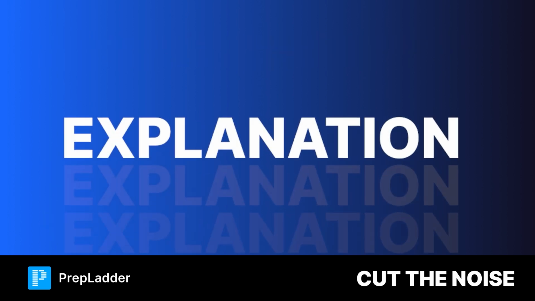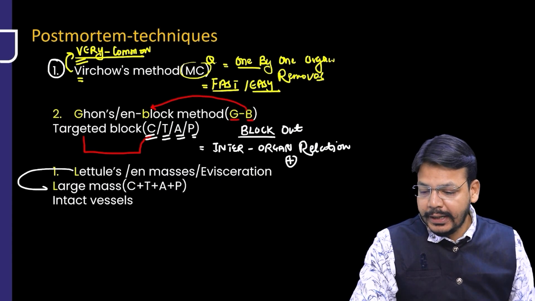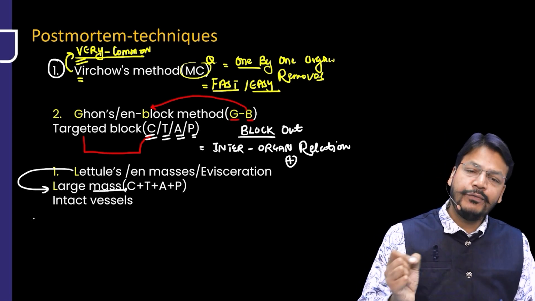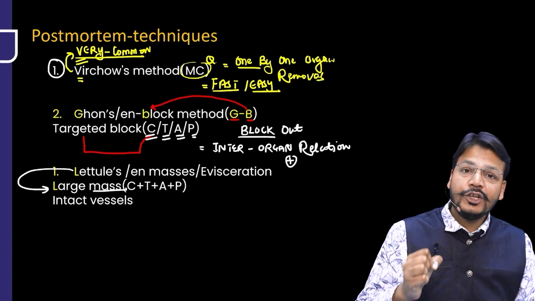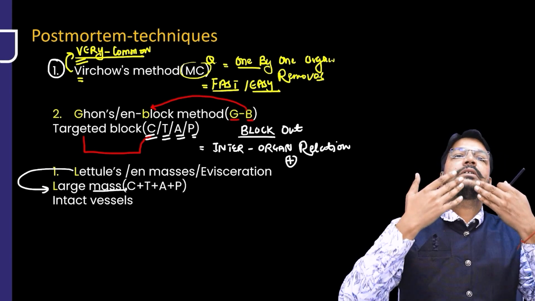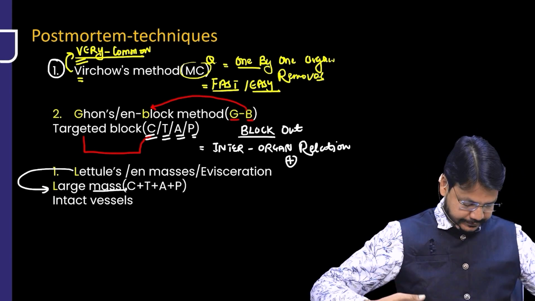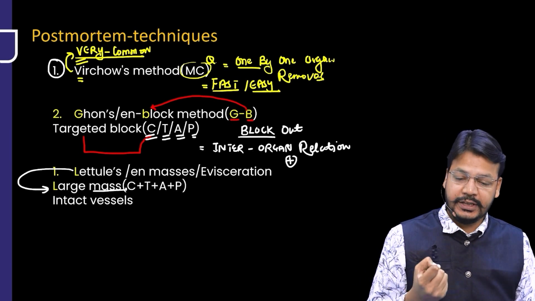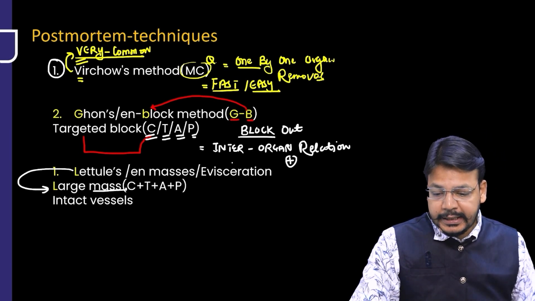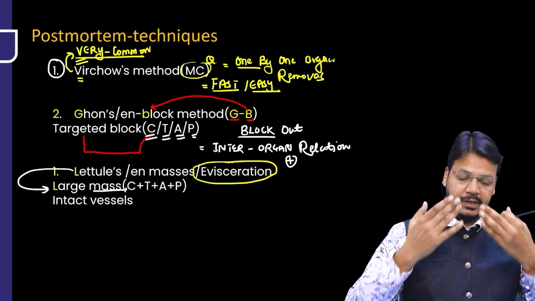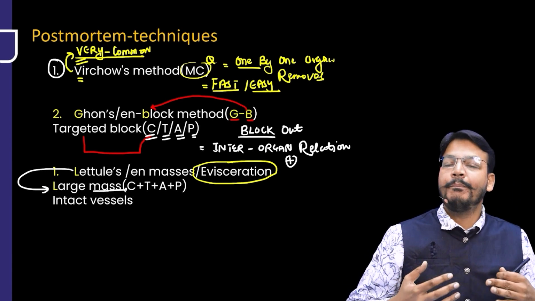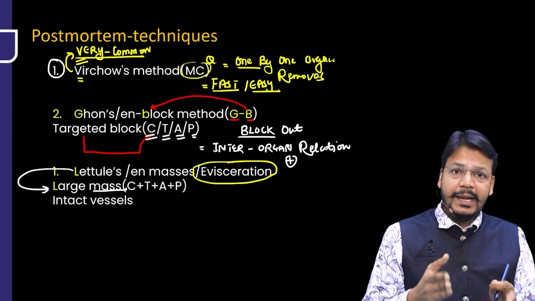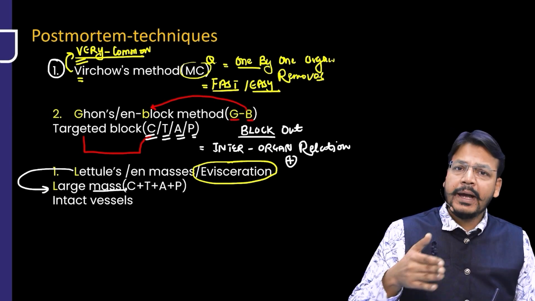Here's the explanation. L for Letulle, L for we are taking large mass out. Very, very important. We all know cervical, thoracic, abdominal, pelvic, all organs are connected with each other. So, my dear friend, we are maintaining the integrity of these organs. In Gons, it is taking one by one block out.